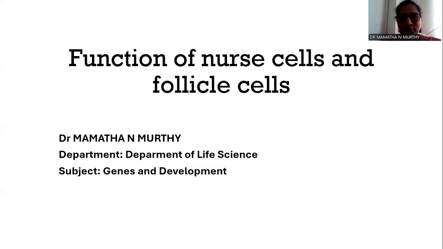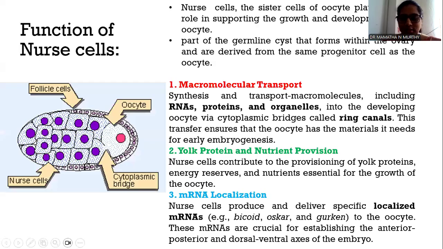Today we are talking about the function of nurse cells and follicular cells in the development of the Drosophila oocyte. Nurse cells are the sister cells of the oocyte, which originate from the germinal cells, and they play an important role in providing nutritional support for the development of the oocyte.